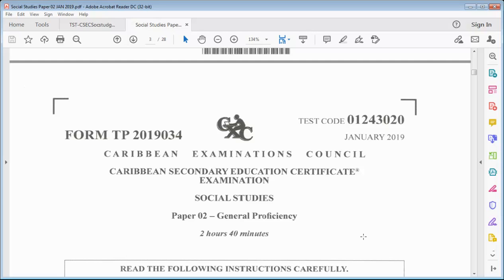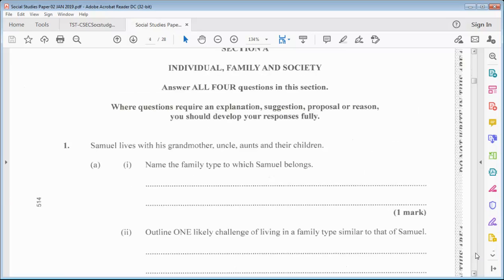So, let us get right into the question. The instruction says, section A is about individual, family, and society. Answer all 4 questions in this section. Where questions require an explanation, suggestion, proposal, or reason, you should develop your responses fully. So let's look at the question we're scheduled for today. Question 1 says, Samuel lives with his grandmother, uncle, aunts, and their children. The first part of question A says, name the family type to which Samuel belongs. And that's worth 1 mark.